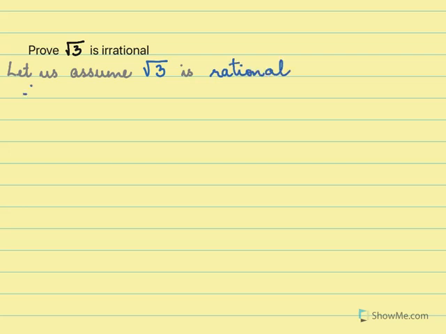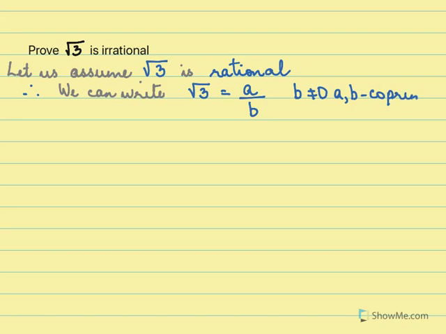And if it is rational, therefore, this √3 can be written in the form of a over b, because it is rational, where b is not equal to 0, and a and b are co-prime. Now what do you mean by co-prime? They have no common factor.